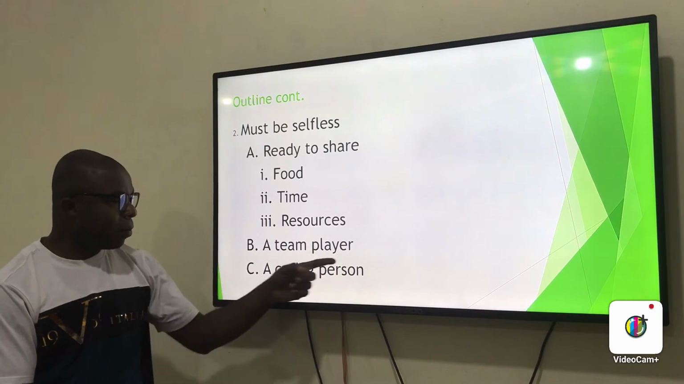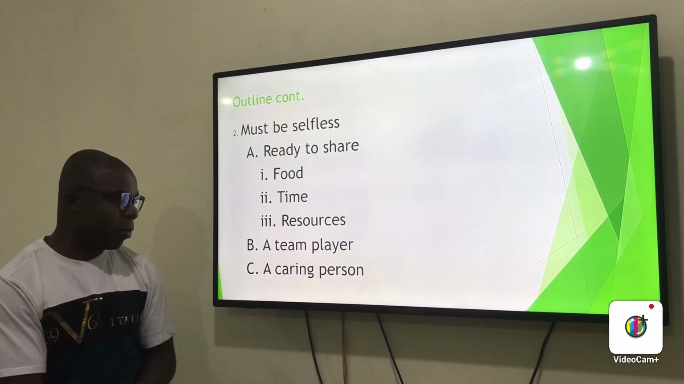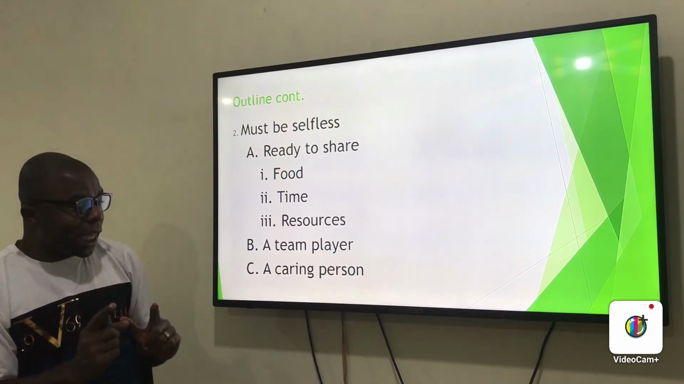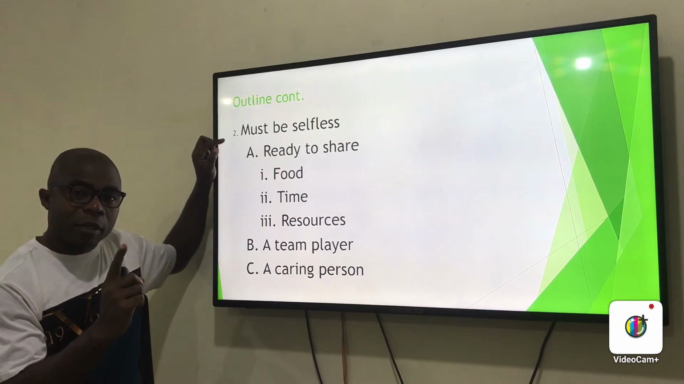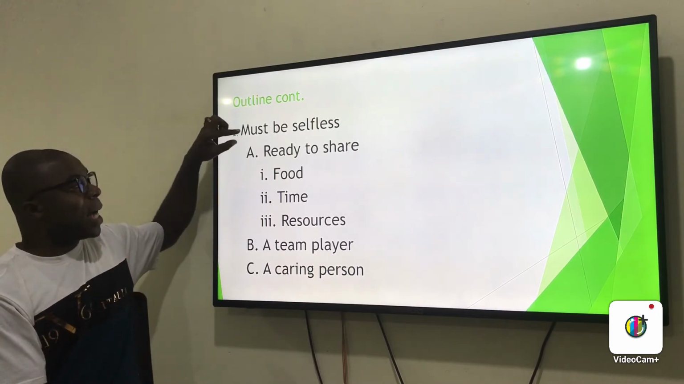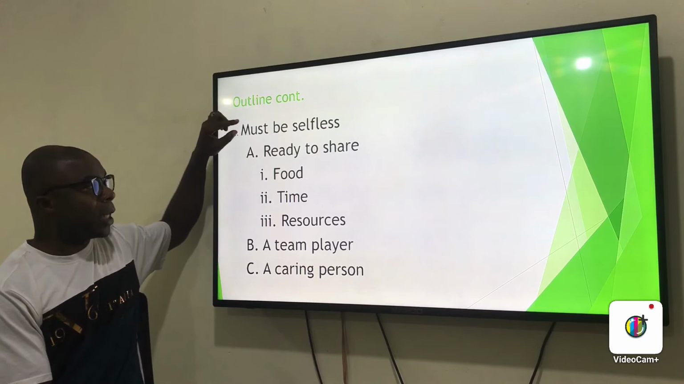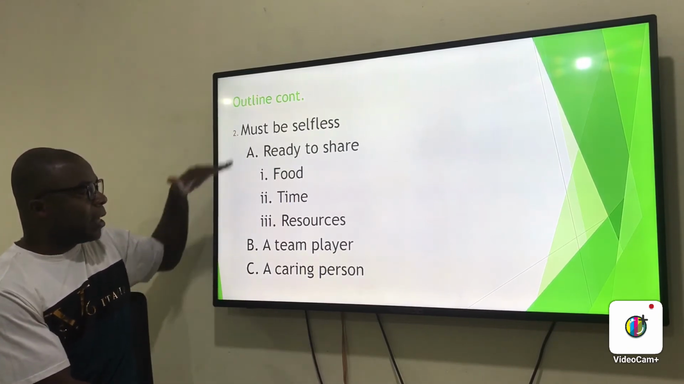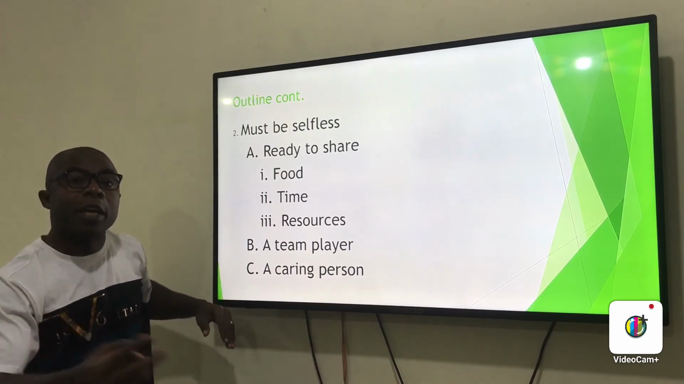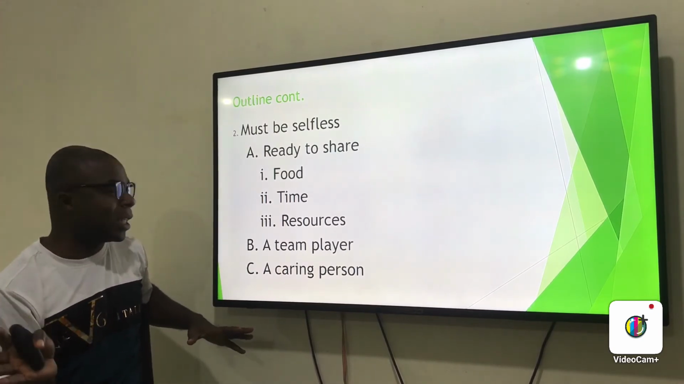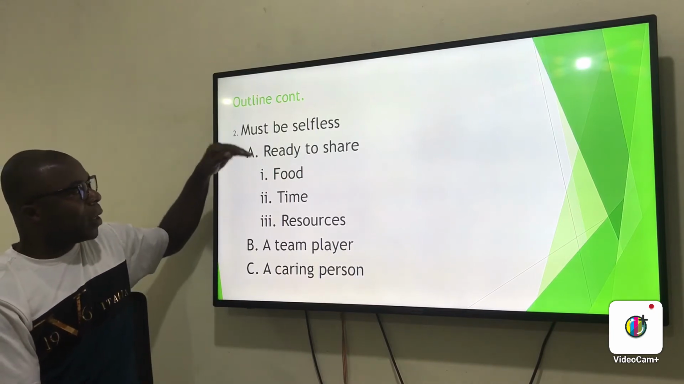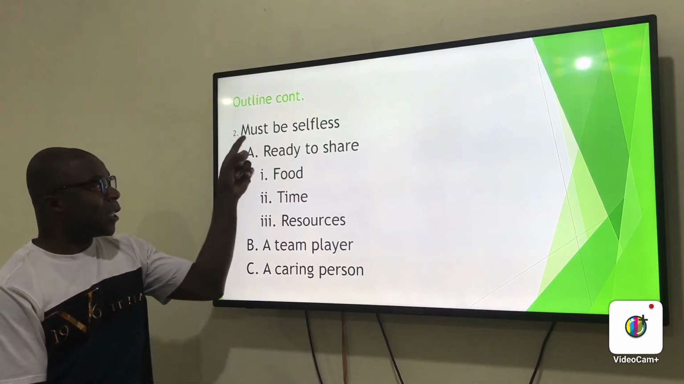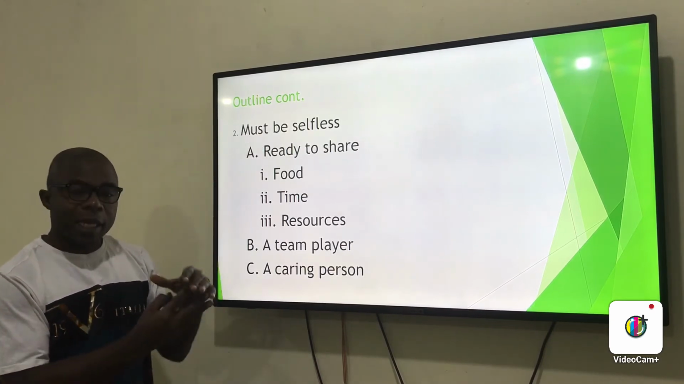So a team player, another major point with no minor point. A caring person, another major point. So you could see that the first quality of a good friend, that he or she must be selfless, is expanded with three major points. It could be 2, it could be 4, it could be 6, whatever the case is. And then in the first major point, we have 3 minor points. So the first topic is expanded.